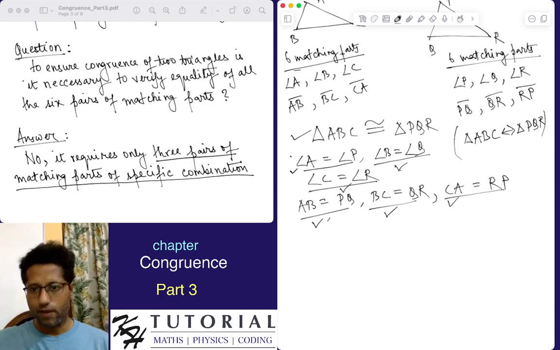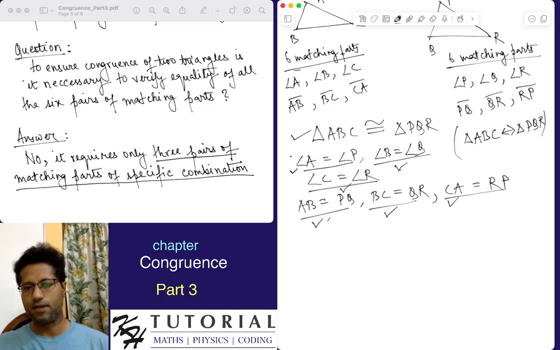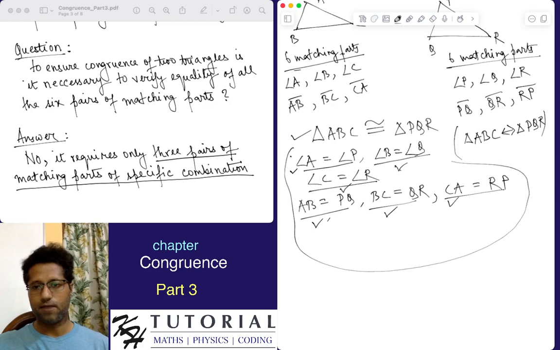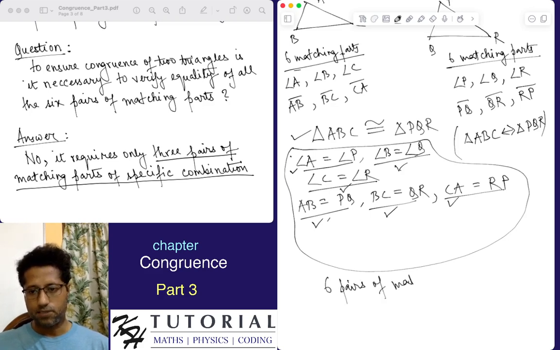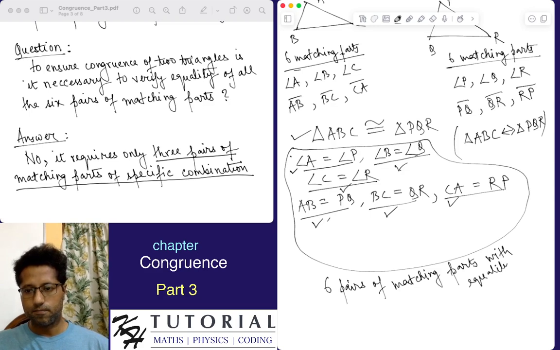Do we have to prove all these 6 results, that is, angle A is equal to angle P, angle B is equal to angle Q, angle C is equal to angle R, AB is equal to PQ, BC is equal to QR, and CA is equal to RP? So over here we have 6 pairs of matching parts with equality. That is, in each pair the parts are equal.